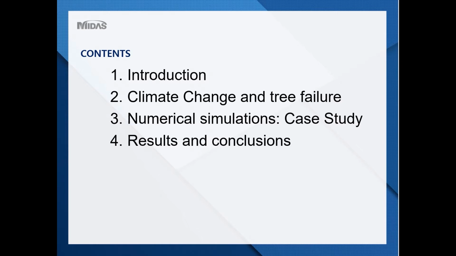Okay, this is a brief summary of the content of this webinar. First of all, I will give a brief introduction about tree stability and tree failure. Second, I will try to link climate change and tree failure, relating it to the wind load and the loads that the tree experiences in the field. The third point, we will see some approaches about numerical simulations. In this case, we will discuss a case study for a pulled tree in Singapore. We have a lot of trees pulled there, but in this case, I will only show you one specific tree. And the last one, we will discuss the results and conclusion of this study.